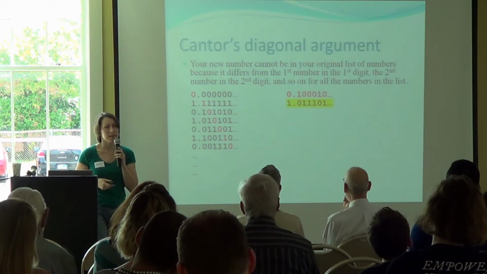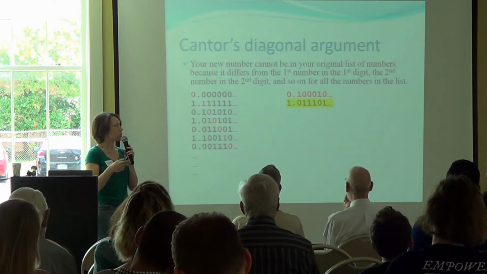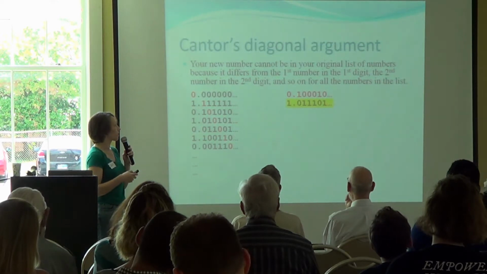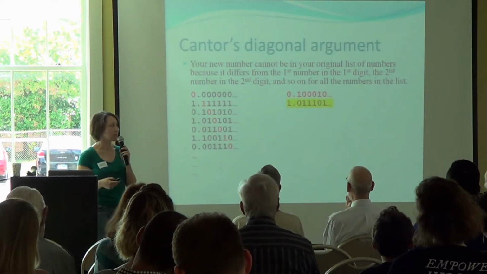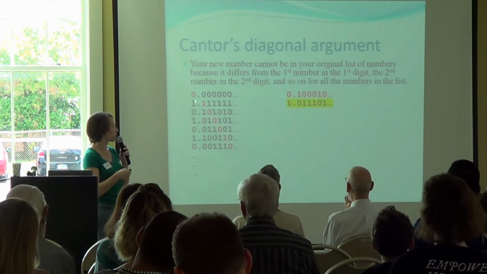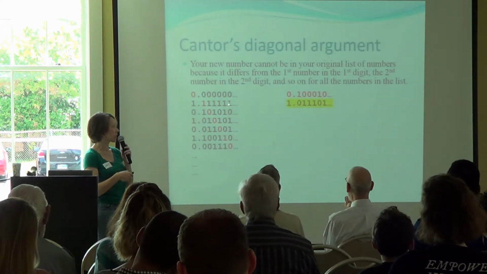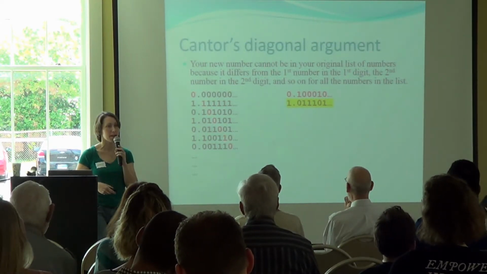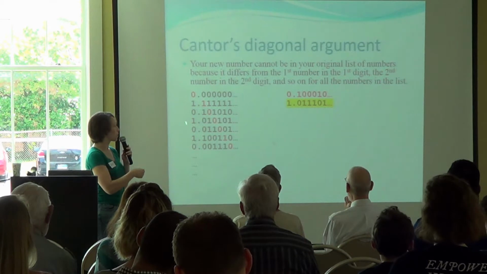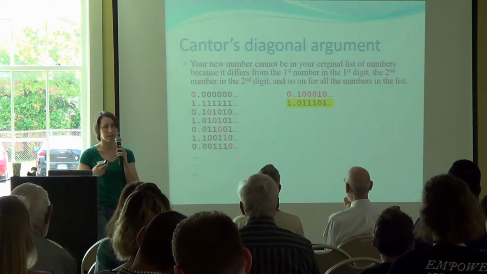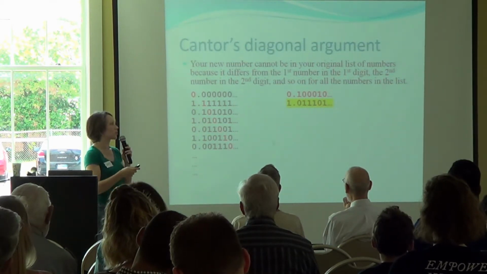Now your new number cannot be in your original list of numbers, just based on the way we constructed it. It differs from our first number in the first digit. It differs from our second number in the second digit, and so on. It differs from every single number in this list in at least one digit. Therefore, it is not in the list of numbers.